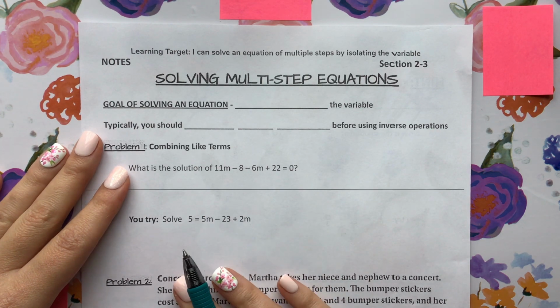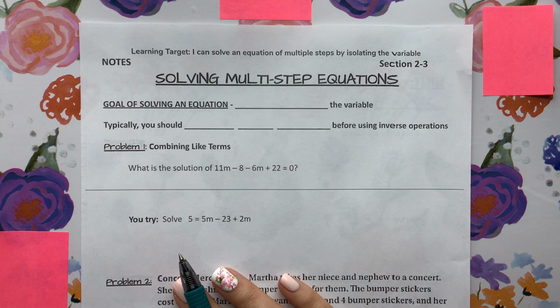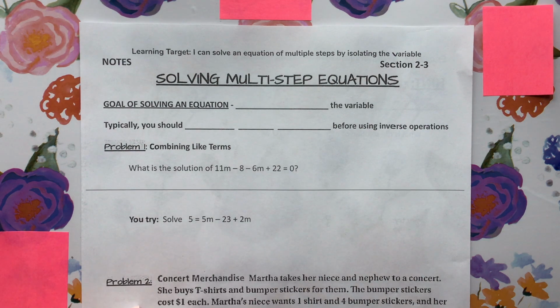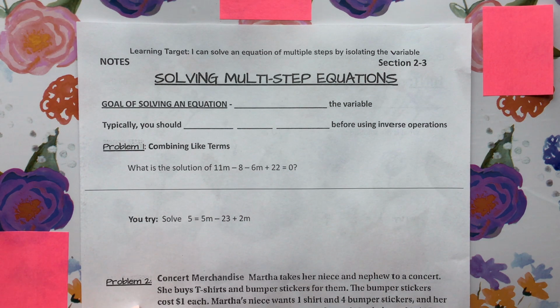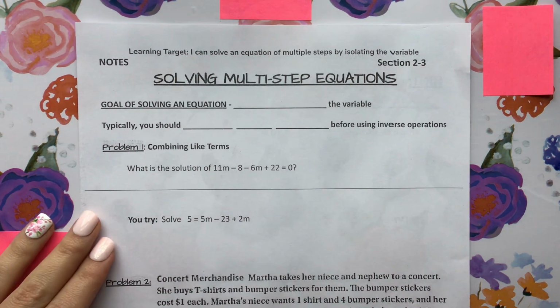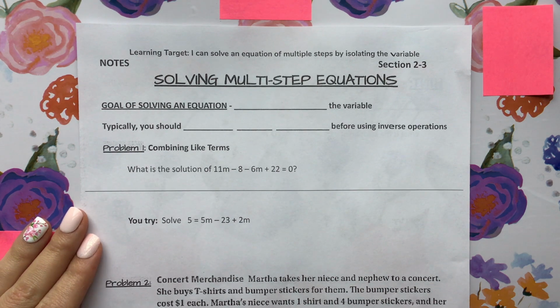Hello, Algebra 1 students. So we have been talking about how to solve equations in this chapter, and we've talked about one-step equations and two-step equations. Well, sometimes equations have more than two steps, so we call those multi-step equations. By the end of this video, I'd like you to be able to solve multi-step equations by doing that thing that we do all the time, isolating the variable.